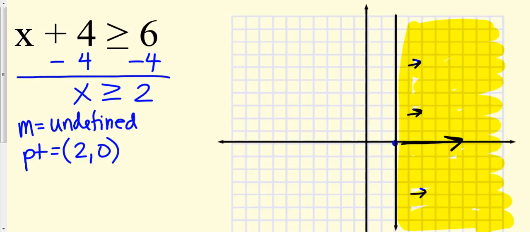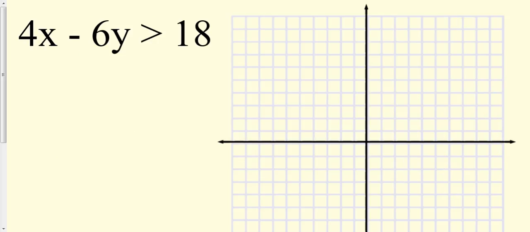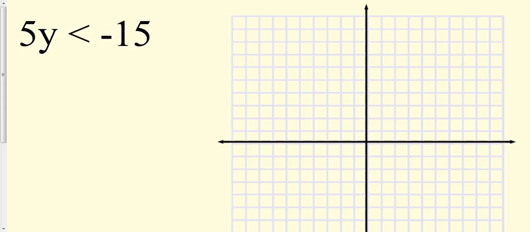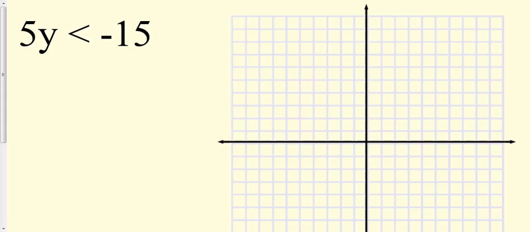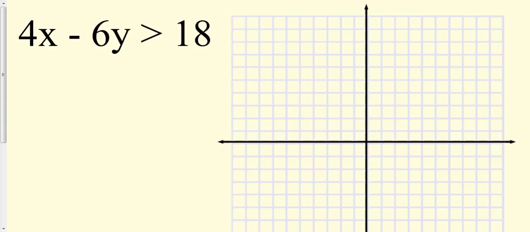Moving on to number 5. I believe we're on the back now. Let's go ahead and I'm going to skip ahead to number 6 because I told you my answer key is not right. So this one, I'm going to have you do it on your own. We're going to check this one in class. So good luck. Copy it down. I know it's not on your notes. So 4x minus 6y is greater than 18.